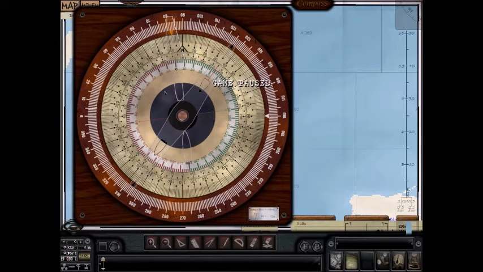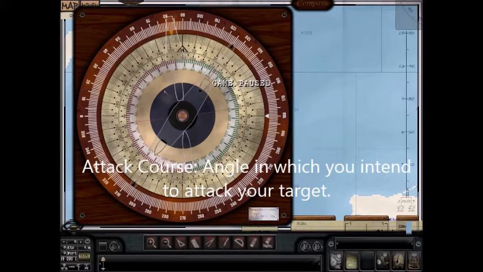What this does is I use it for two reasons. There's many ways to use this. There's a backside to this as well. I don't use the backside. I'm only going to show you what I know. There's two ways I use this disc. One is to find an attack course. Two is to find the actual course of the ship if I only have the AOB. So let's start with attack course.